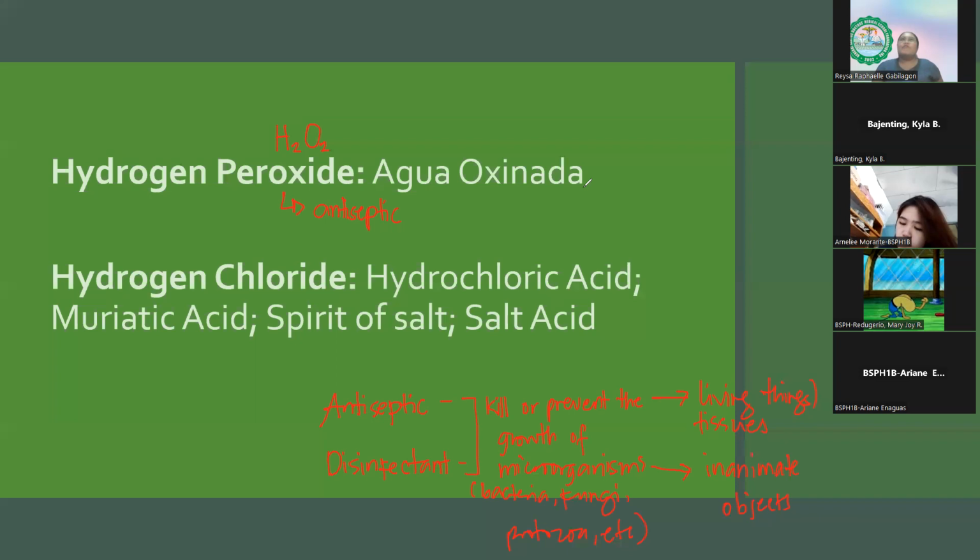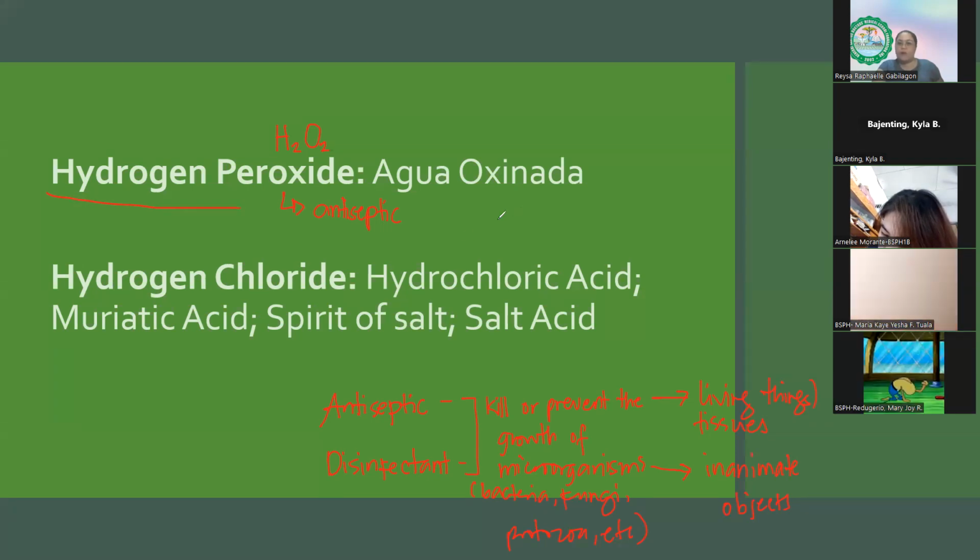But we also have chemicals that can be both antiseptic and disinfectant. An example of that is alcohol. We can use alcohol, for example, to clean our hands. That's antiseptic. But we may also use alcohol to clean our tables, our desks, etc. So alcohol is both antiseptic and disinfectant. I hope you understood the meaning of these two, but please take note that hydrogen peroxide or agua oxigenada is an antiseptic. Okay?